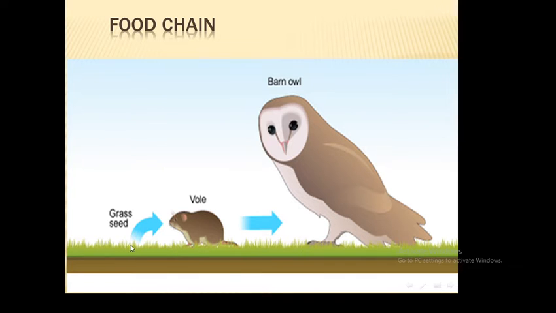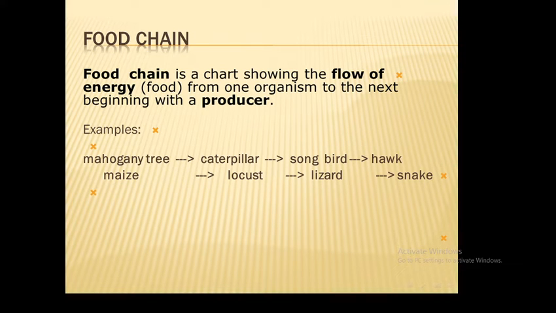So here, green plants are the producers, and then we have first consumer, second consumer, and tertiary consumer. Let's look at the next. Food chain is a chart showing the flow of energy from one organism to the next, beginning with a producer. As we said, producers are normally plants, okay? They are plants, and they obtain their energy from sunlight.